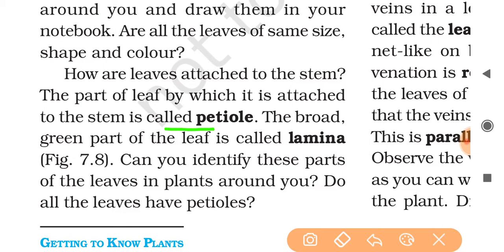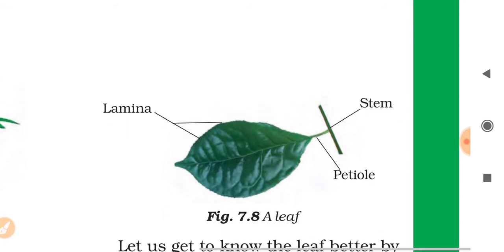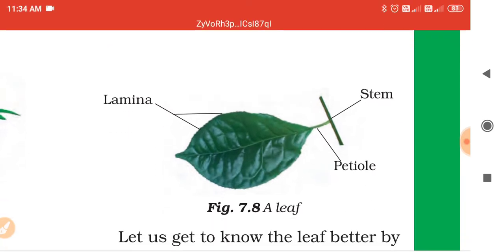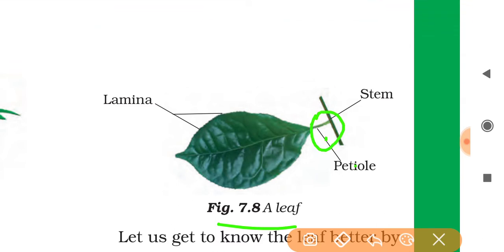The broad green part of the leaf is called lamina. Okay, figure 7.8 we will see after that. Can you identify these parts of the leaf in plants around you? Do all the leaves have petioles? So you can see in the figure also, this is the structure of a leaf, in which this is the petiole, okay, by which it is attached to the stem, and this part is called lamina.